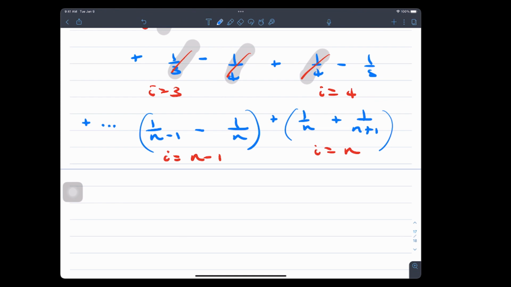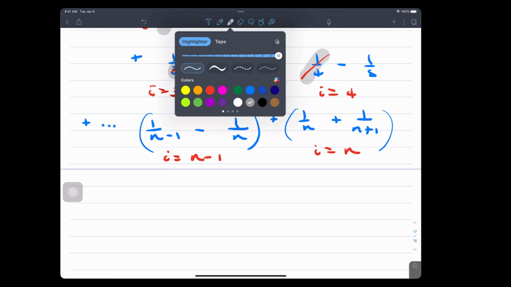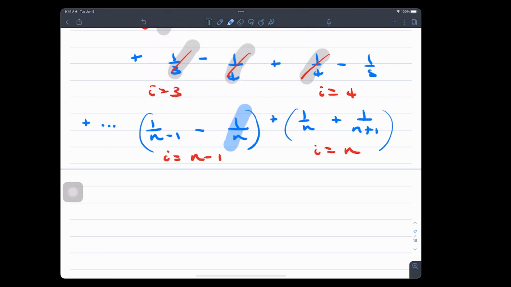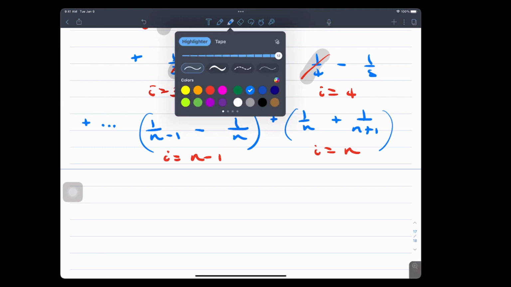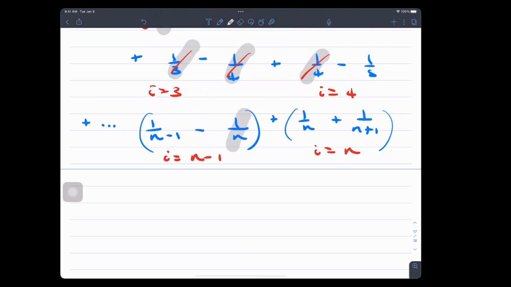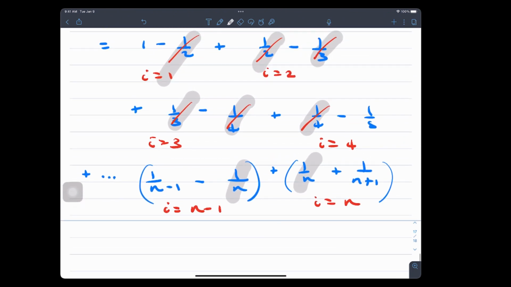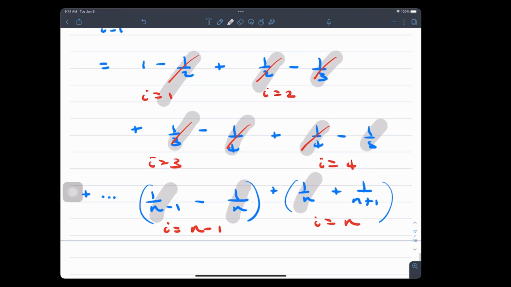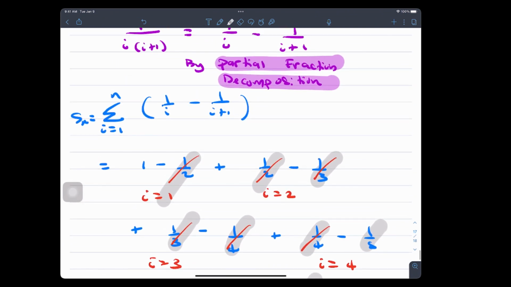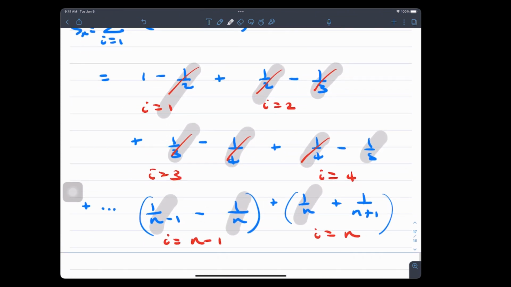So what's the pattern again? The second term, I want to use the same gray, and that first term cancel. Is that right? You guys with me on that? But what about this n minus 1? Well, all these terms are going to cancel. They are collapsing.